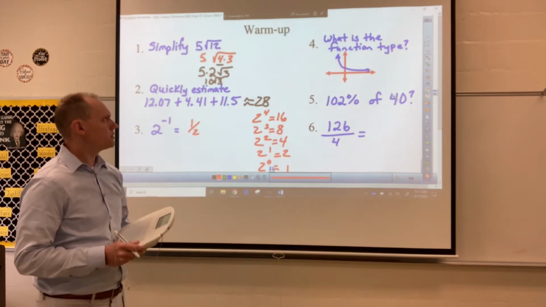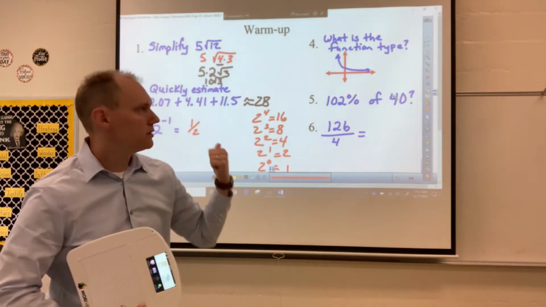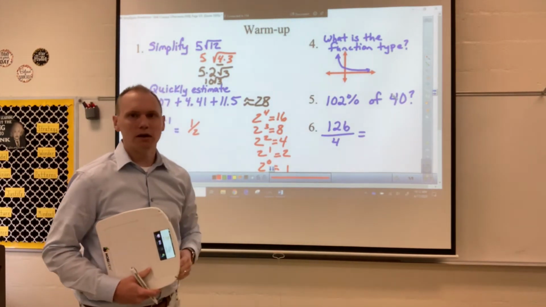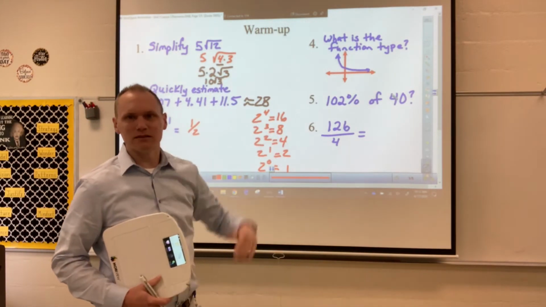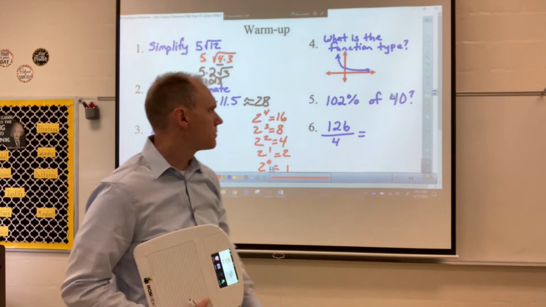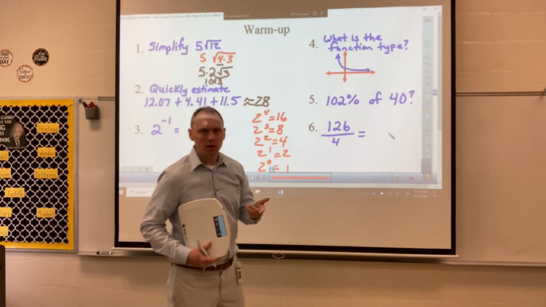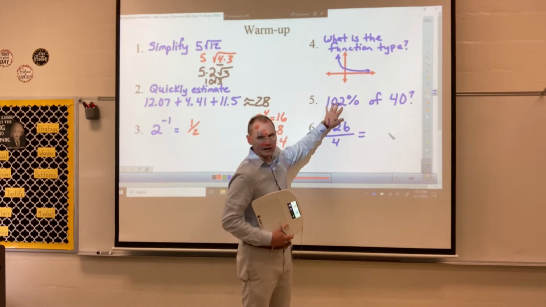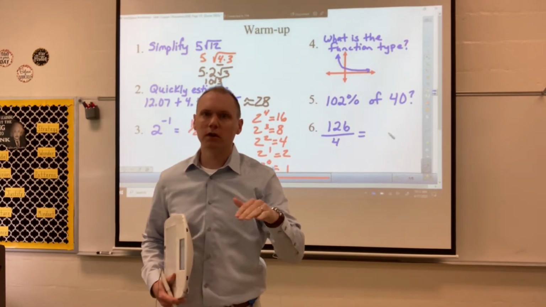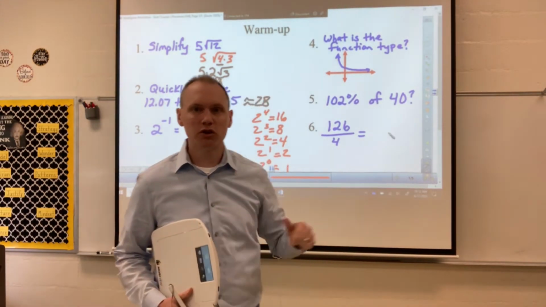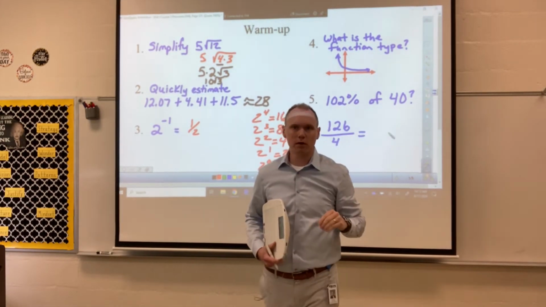All right, number 4, what is the function type here? Hopefully, going back to a couple of videos ago, you remember that this function type here is an exponential, but not just any exponential, it's an exponential decay, because it's decaying over time. Number 5, 102% of 40. So quick number sense, 102% is a little bit above 100%. 100% of a value is the value itself. So if we're a little bit more than 100%, it should increase. So our answer should be a little bit over 40.